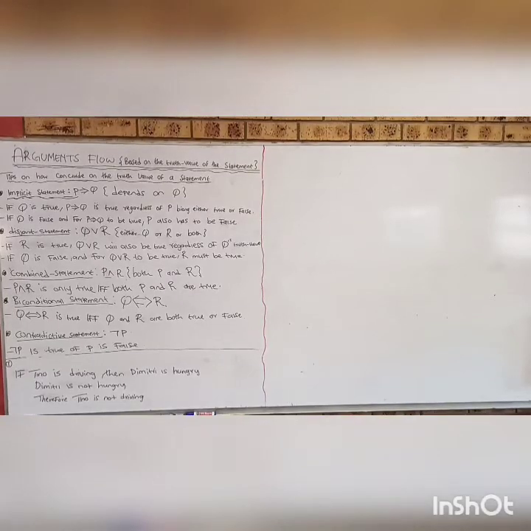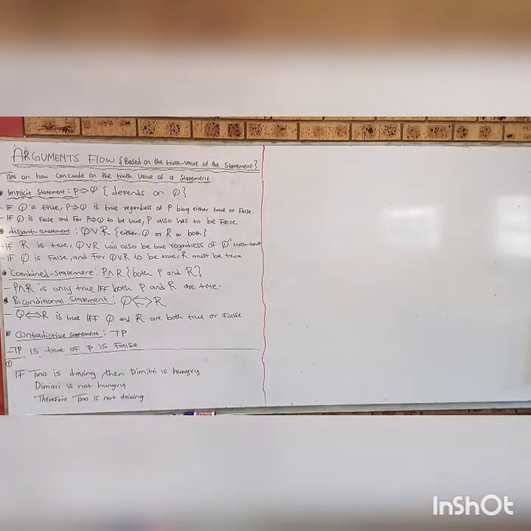Hello everyone, we are continuing our predicate calculus flow of argument. This is the beauty of mathematics where things start getting interesting. So our basic focus is on the truth value of a statement. Basically we'll be talking about the conclusion statement, given the proposition statements are true, then we have to conclude on the truth value of the conclusion statement.